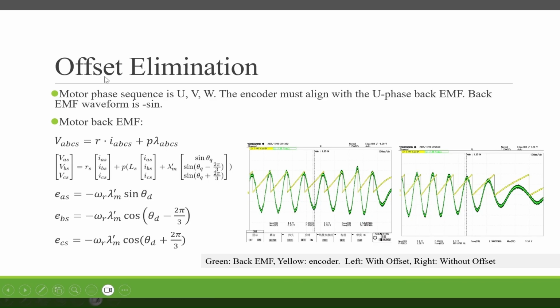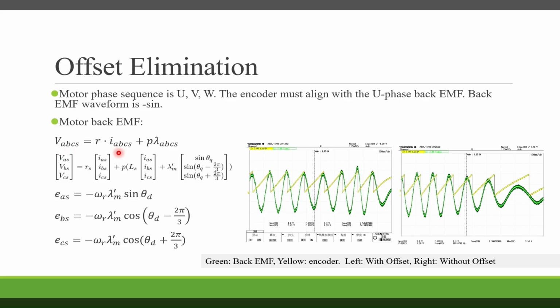Let's talk about offset elimination, which is very important. Motor phase sequence of this motor is U, V, and W. The encoder must align with the U phase back EMF. Back EMF waveform is minus sine. The following is motor back EMF equations.